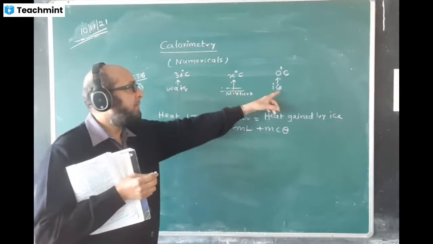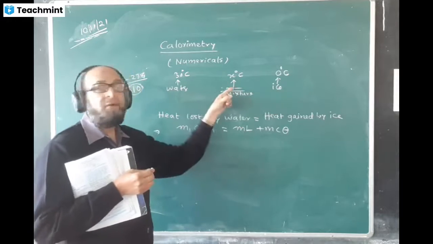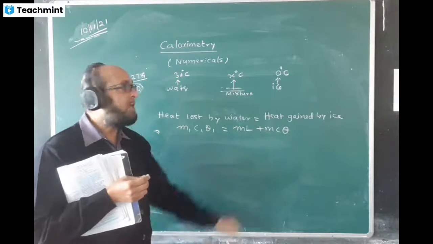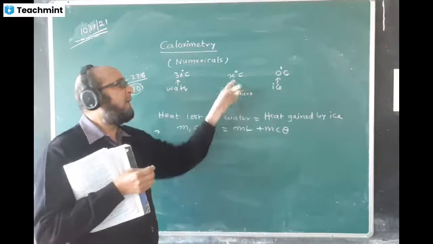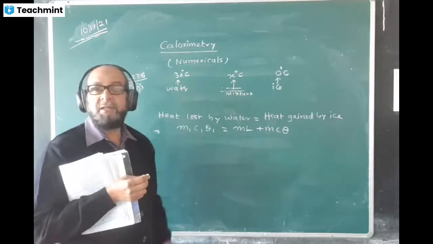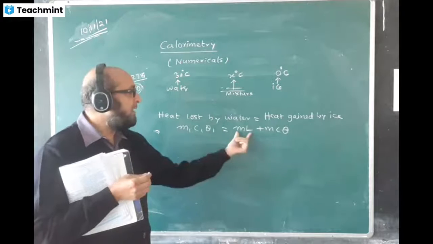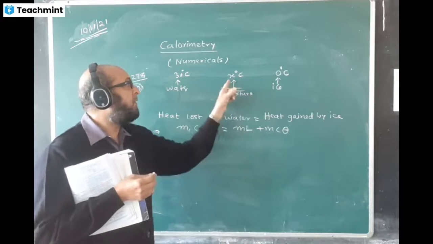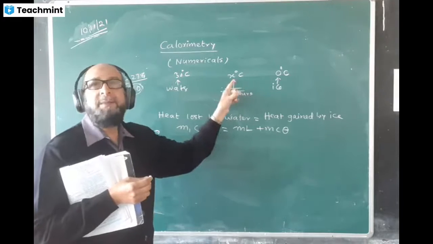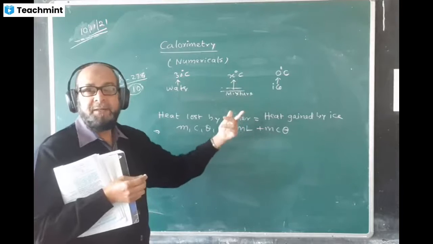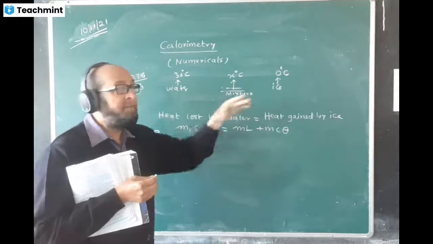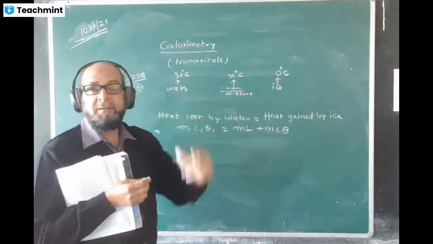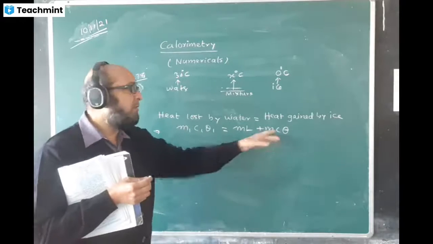I'm saying ice is changing into water of some degree Celsius, not water of 0 degree. That means ice is not only melting, but its temperature is also rising. Just to melt the ice, we have got ML. This will give water of 0 degree Celsius. But we want water of X degree or water of maybe 10 degree, 12 degree, any degree. So the temperature of that water, which is formed by melting of ice, is also increasing. Therefore, that also I write MC theta.